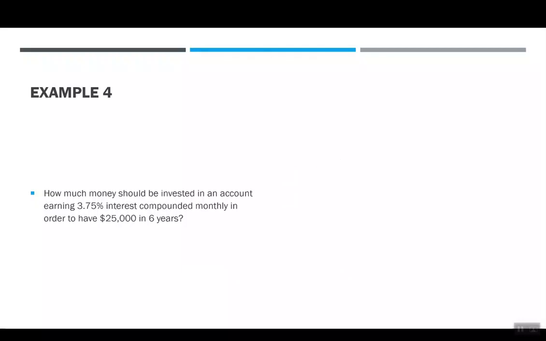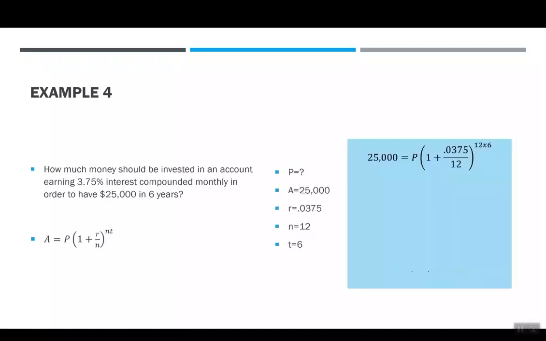How much money should be invested in an account earning 3.75% interest compounded monthly in order to have $25,000 in 6 years? So this time, I don't know what P is, but I know the amount I want in the future is $25,000. I know the interest rate is 0.0375. Compounded monthly means N is 12. And the time is 6. All of that goes into our formula, but you can see this time what's missing is P.